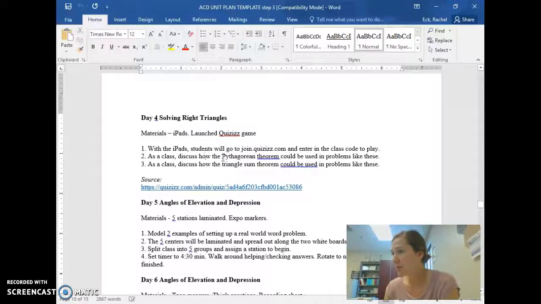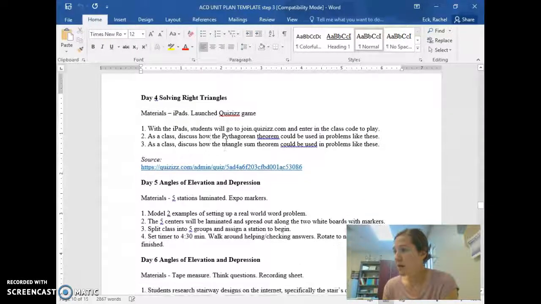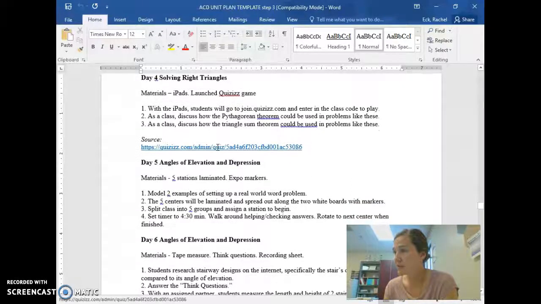I'll have my class code up on the board, and then they're going to do that quizzes activity that I had created by clicking on this link. And then at the end of the quizzes, we're going to discuss how the Pythagorean theorem, which they've already learned before in a previous chapter, can be used in problems like these, and how the triangle sum theorem, which says that all three angles in a triangle must add up to 180 degrees.